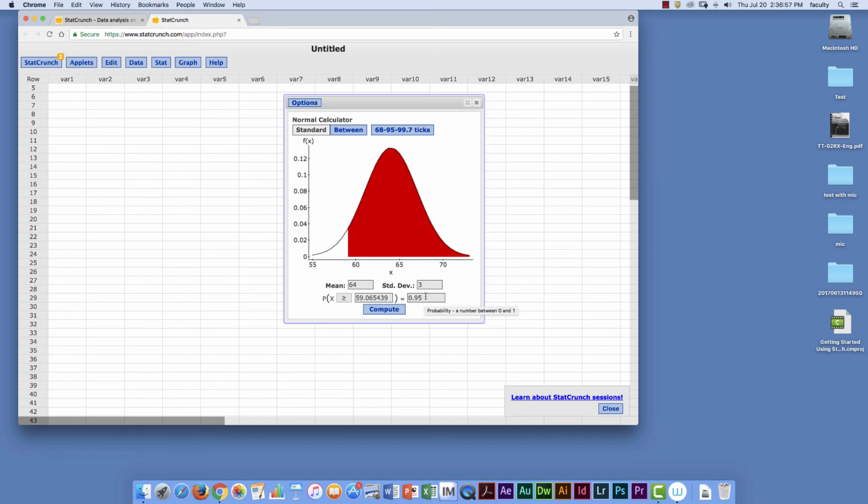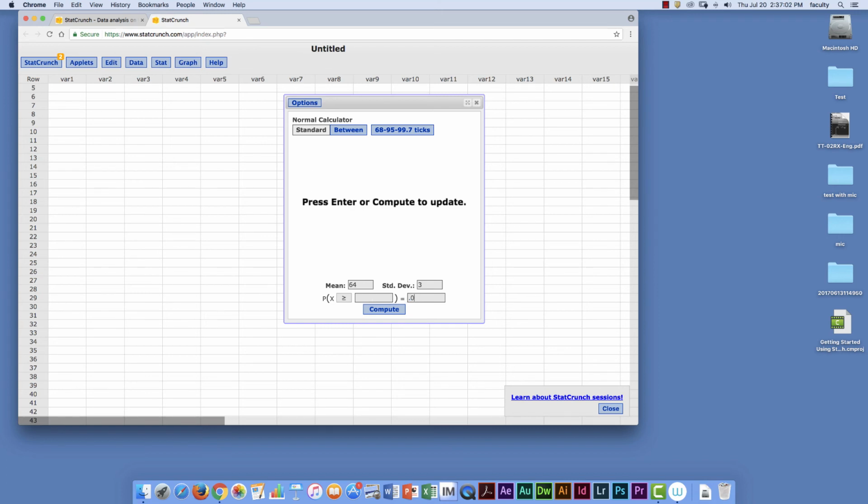So again, we put the percentage or the probability of interest in this box here, and then press compute. And so now we can see the tallest 5% of women would have a height greater than or equal to about 68.9 or roughly 69 inches.